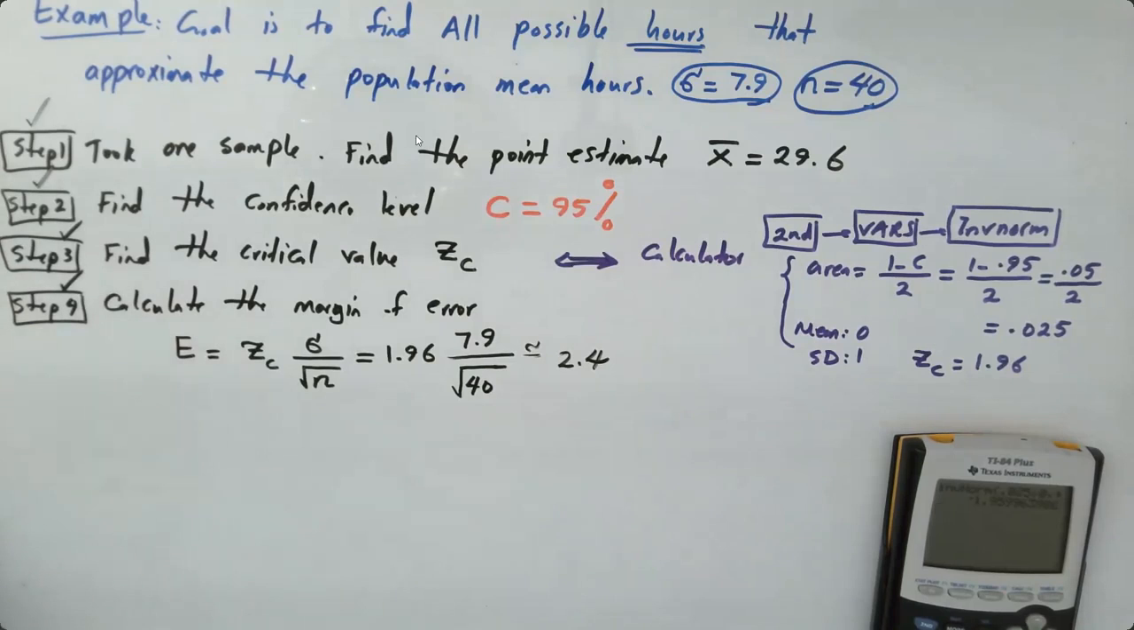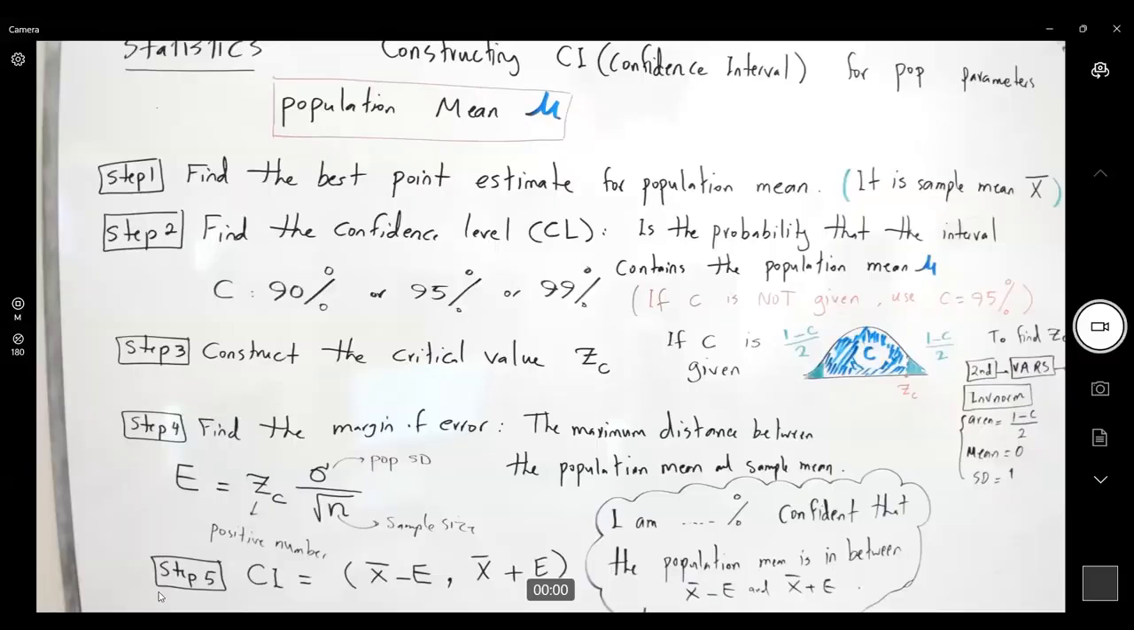We're done with step 1, step 2, step 3, and step 4. Finally, the last step is step 5. CI, the confidence interval, is open parenthesis, x bar minus E, comma, x bar plus E. The interpretation is: I am 90% confident, 95% confident, 99% confident that the population mean is in between x bar minus the margin of error and x bar plus the margin of error.